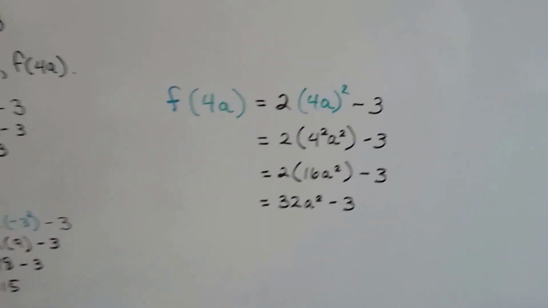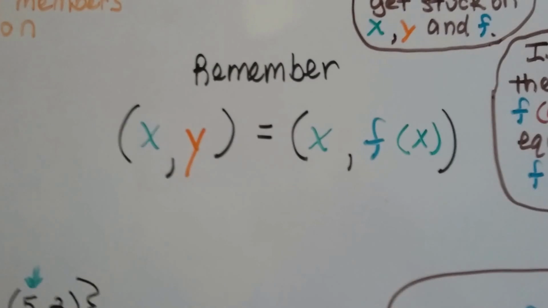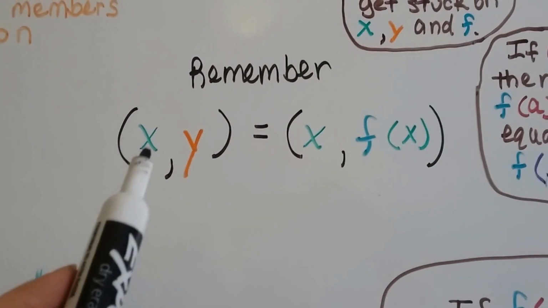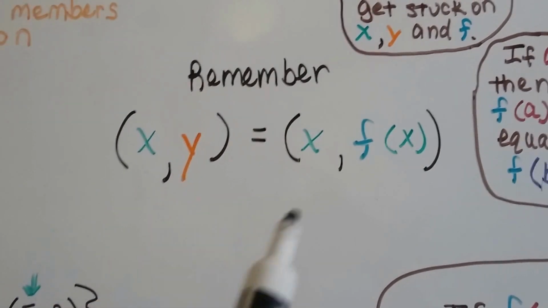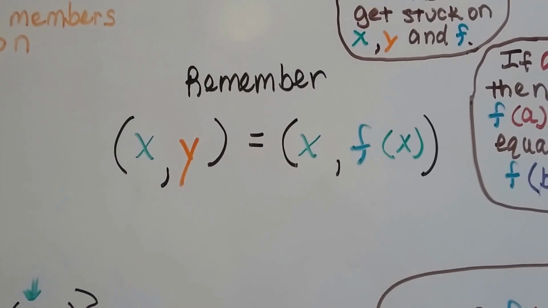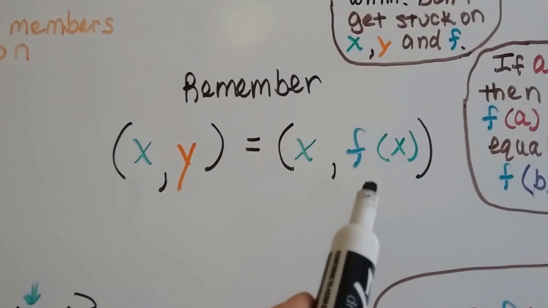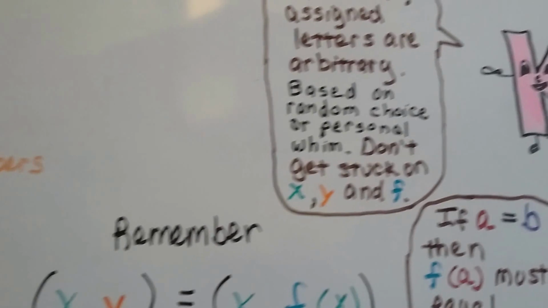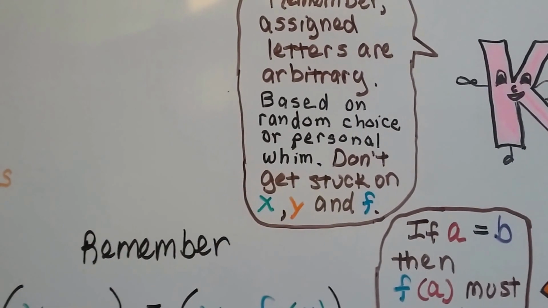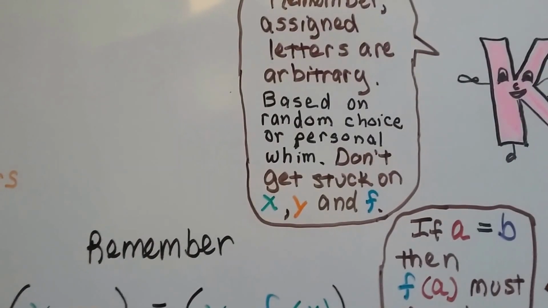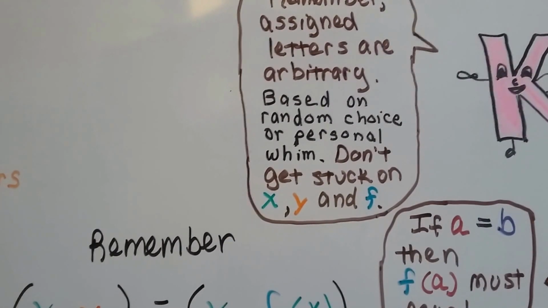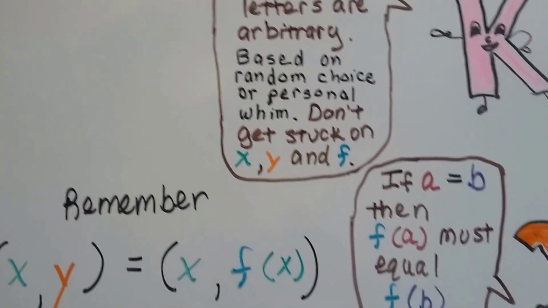All right, so keep your thinking caps on because I'm going to throw some other stuff at you. I want you to remember, when you see this f of x or g of x or v of x or whatever it is, think that that's the x and that's the y. It's the same thing, all right? You're essentially finding the y value, but it's telling you what x is, okay? All right, so just remember, assigned letters are arbitrary, based on random choice or personal whim. That's what arbitrary means. Don't get stuck on an x, y, and an f, all right?